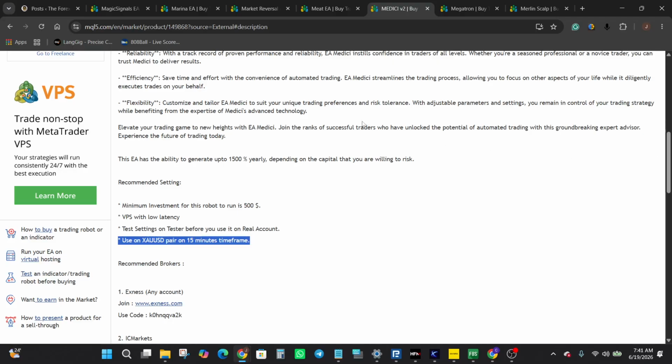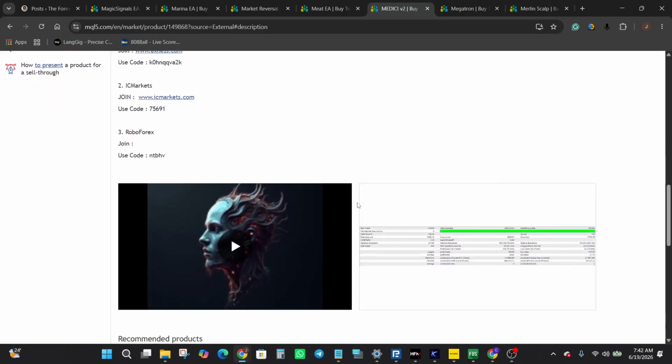Looking at the setup recommendations, the developer suggests a minimum investment of $500 and recommends using a low latency VPS. There is also a clear recommendation to test the settings thoroughly in the strategy tester before moving to a live account. Now let us transition into the backtesting section.